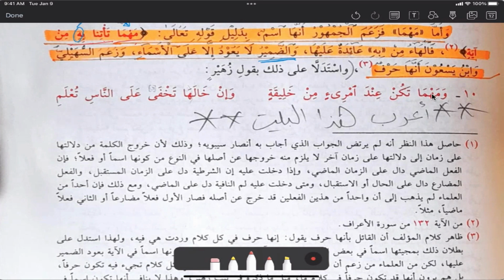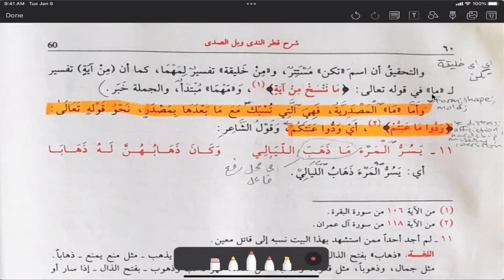The way he started, which is that mahma is a nominal, and the proof that it's a nominal is that it's an antecedent. We found it an antecedent for a pronoun. That's strong proof. وَالتَّحْقِيقُ أَنَّ اسْمَ تَكُنْ مُسْتَتِرٌ وَمِنْ خَلِيقَةٍ تفسير لمهما كما أن من آية تفسير لما في قوله تعالى ما ننسخ من آية ومهما مبتدأ والجملة خبر.